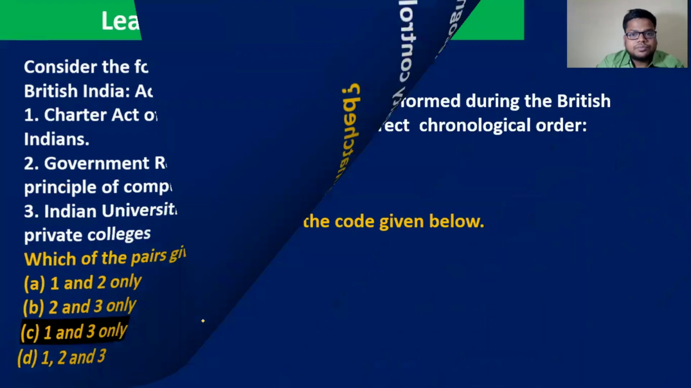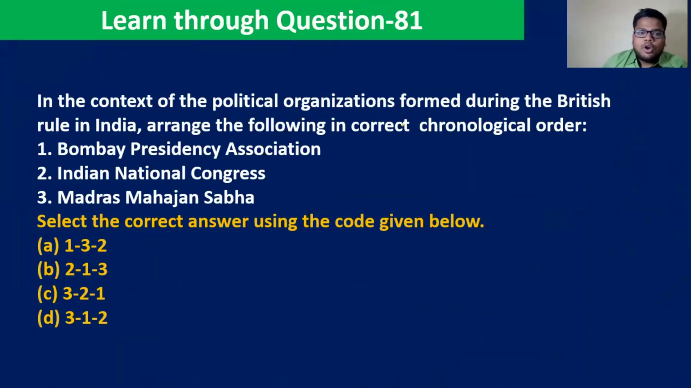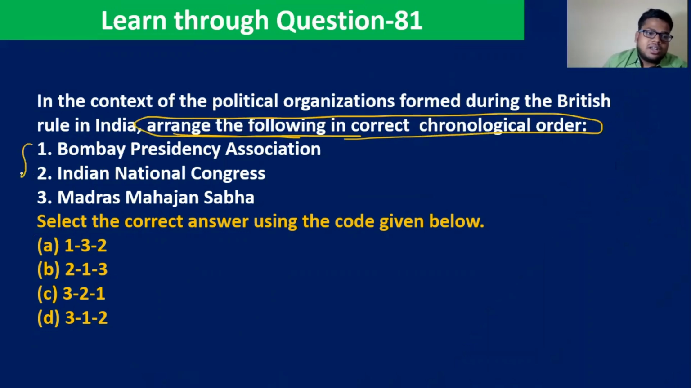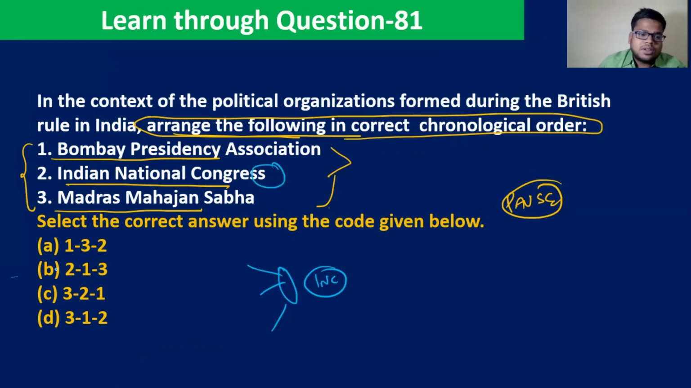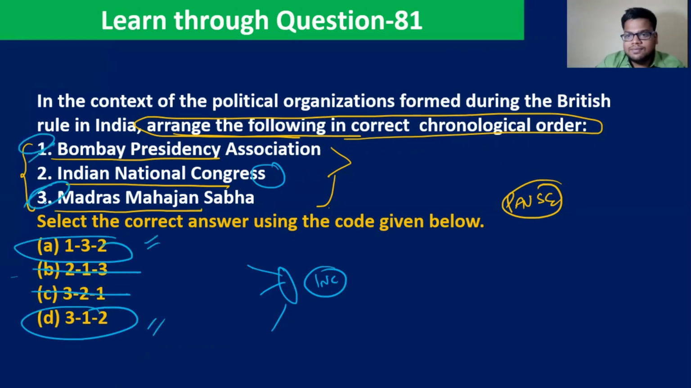Both are right. In the context of the political organizations formed during British rule in India, arrange the following in the correct chronological order: Bombay Presidency Association, Indian National Congress, and Madras Mahajan Sabha. Again, take a pause. If you have revised previous sessions beautifully, then you will be able to answer it. There is one thing for sure: ultimately INC was formed, and all these organizations were pre-INC. So at least you can eliminate the options where Congress comes last. Now you just have to remember whether Bombay came first or Madras came first.